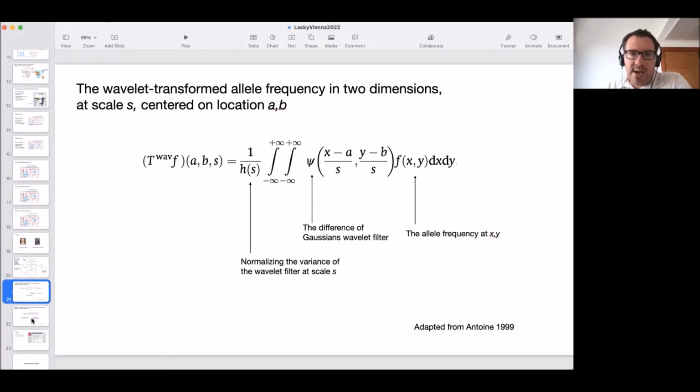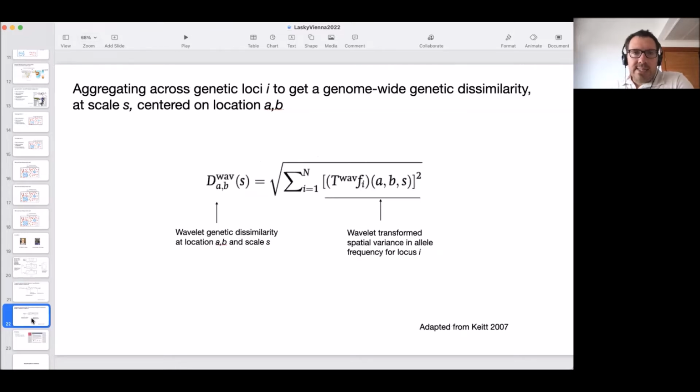It essentially says what is the frequency of either allele at a given scale of analysis, sort of smoothed across space and centered at an individual location. Now, to get at genome-wide patterns of genetic similarity, or in this case dissimilarity, what we can do is take the combined distances and turn those into what is essentially a Euclidean distance in the wavelet transform space. So this is aggregating across loci, which are indexed with the i here.